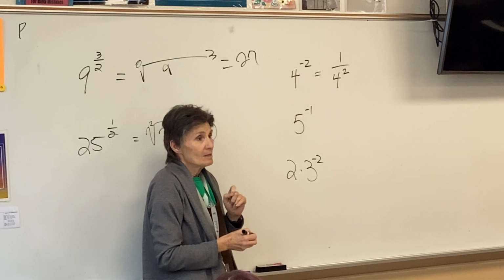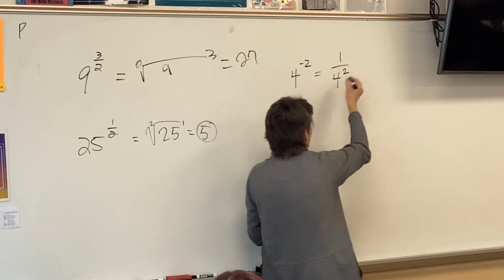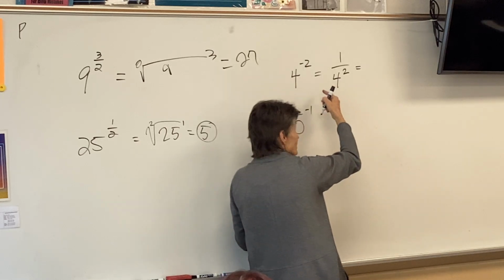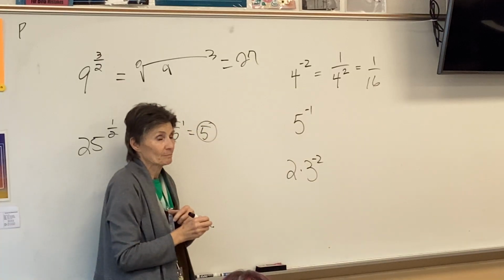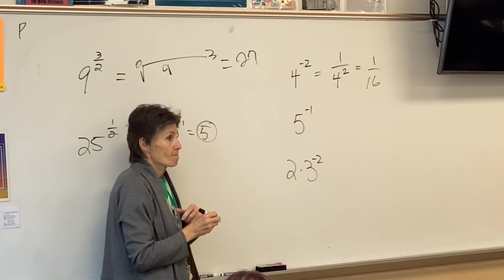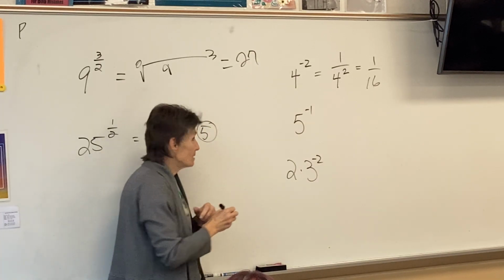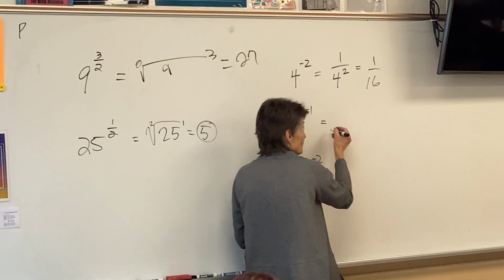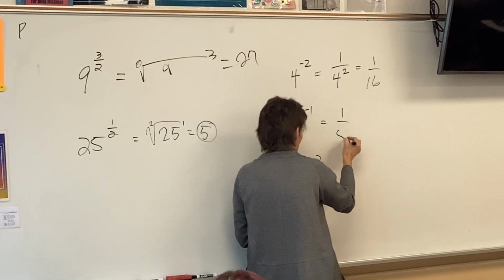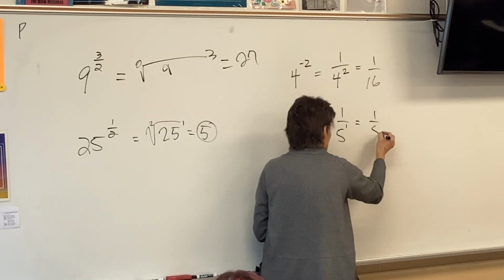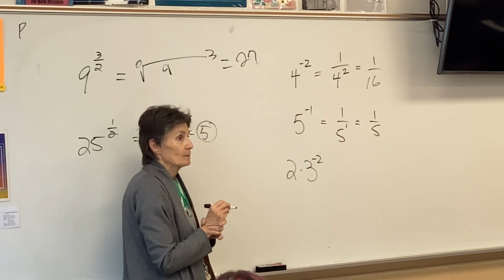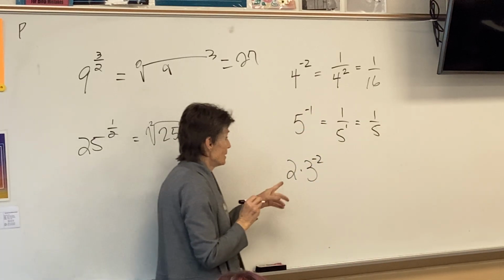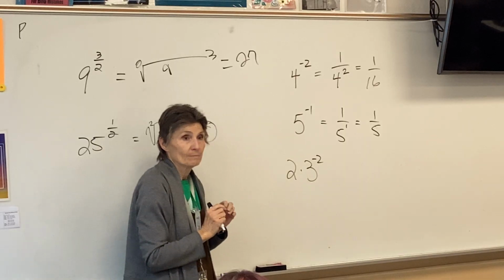All right? So 1 over 4 squared, so the answer to this problem is 1/16. So what does this one mean? 1 over 5 to the first, which is indeed 1/5. If it was 5 to the 0, would that be 1? Yeah.